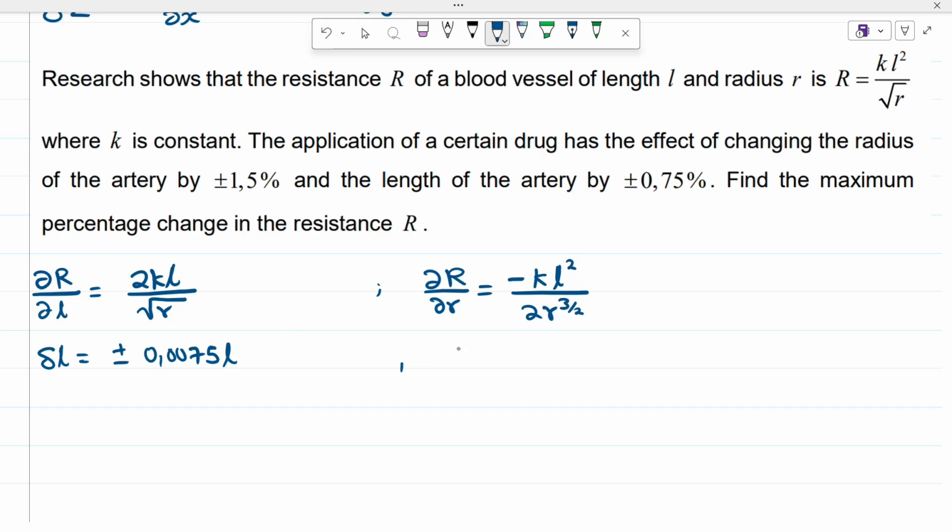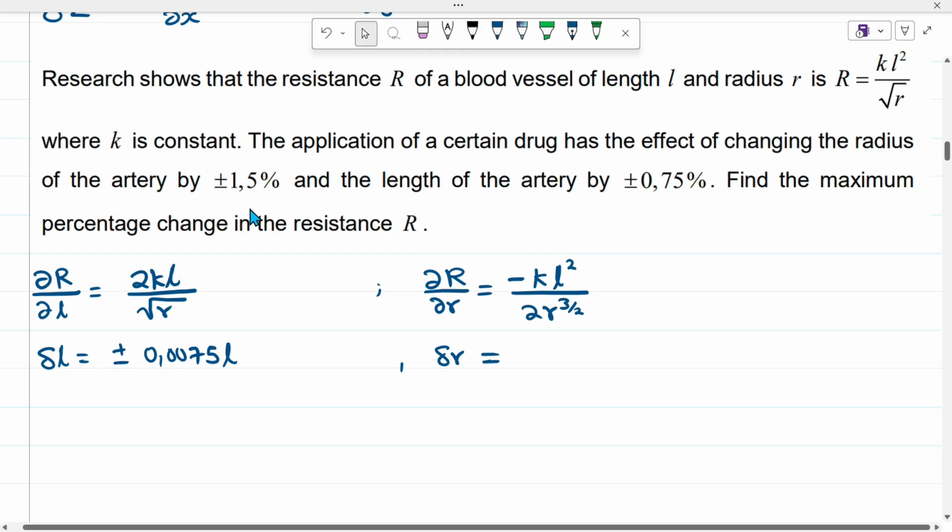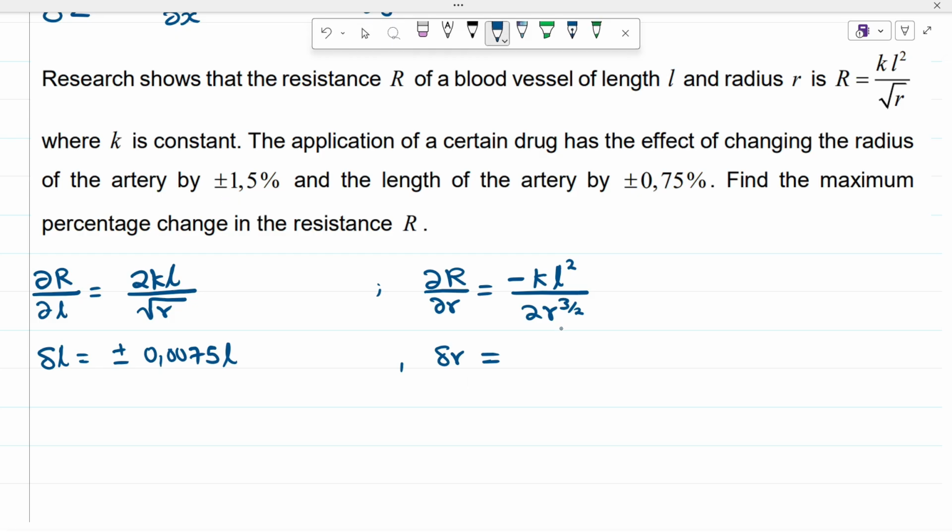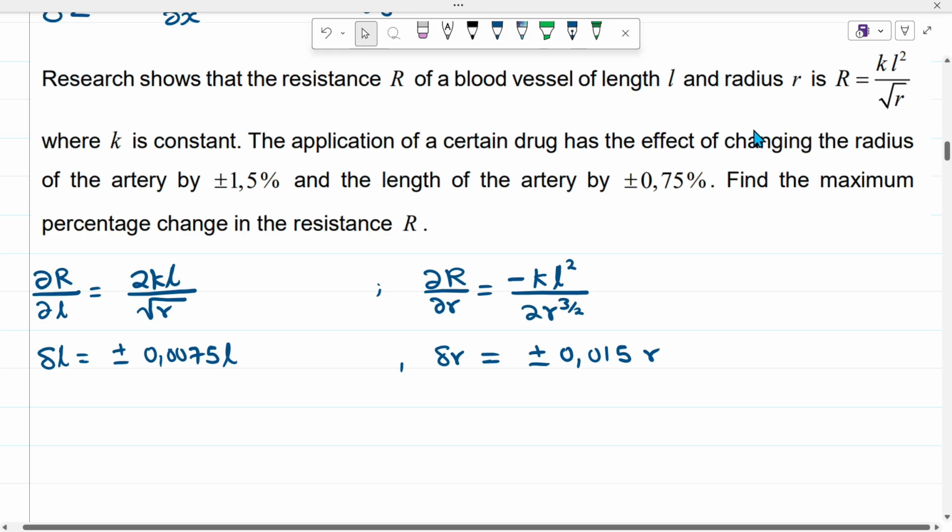And then how about the percentage change in r? It's plus minus 1.5%, so that's plus minus 0.015 r. So now let's write down the formula of the percentage change in R with respect to this equation.